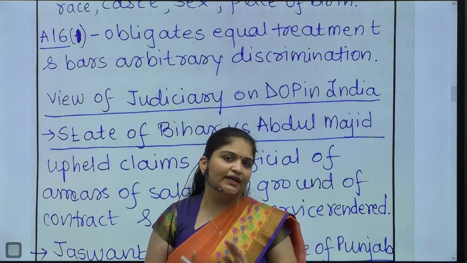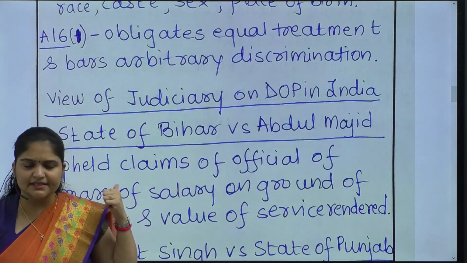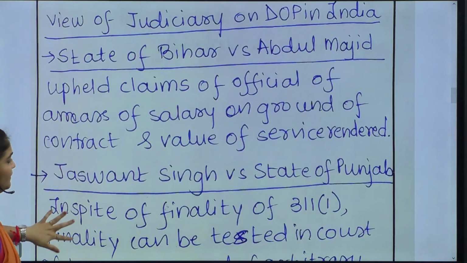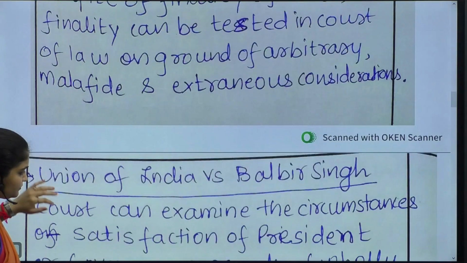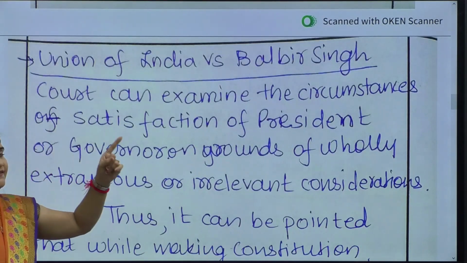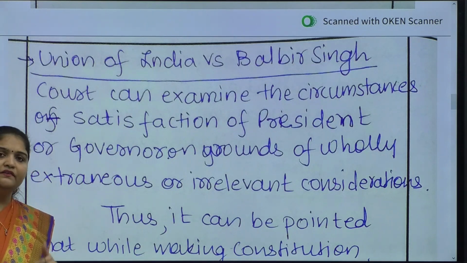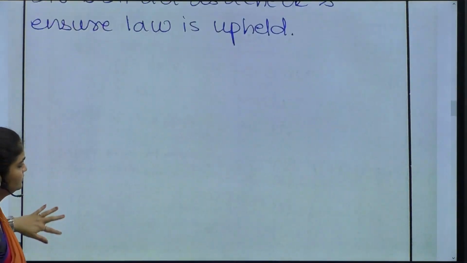This enhances value, okay. अब फिर यहाँ 120 नहीं आएंगे क्या? Obviously आएंगे, ठीक है. So State of Bihar versus Abdul Majid, Jaswant Singh versus State of Punjab, Union of India versus Balbir Singh. 3 cases I have pointed, giving the view. Okay, so yes, this way.